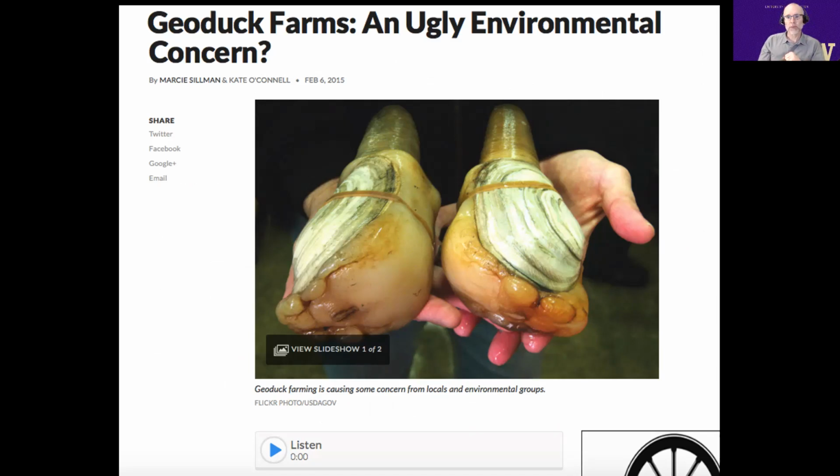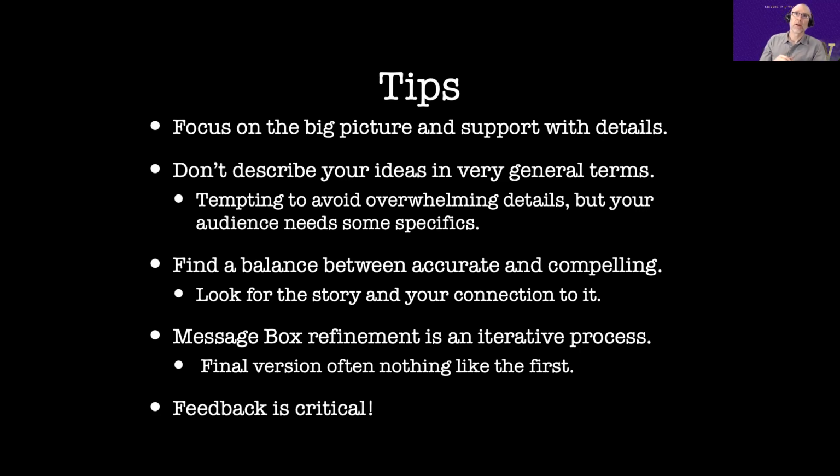So, some tips for you as you're putting together a message box. Focus on the big picture and support it with details, because obviously we want the audience to understand the big picture, but the thing that helps them connect to those big picture ideas are those details. Avoid being overly generalistic or simplistic. It's hard for someone, as I said, to understand what it is you're talking about if you don't give them some level of detail.